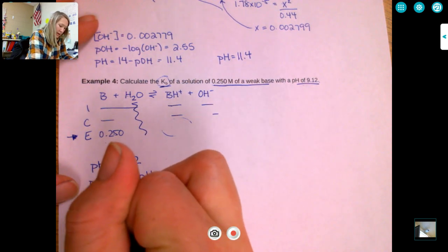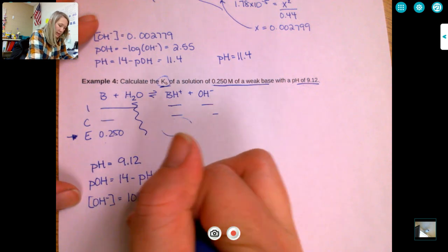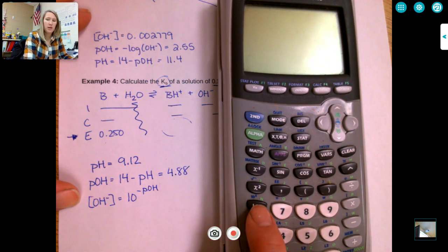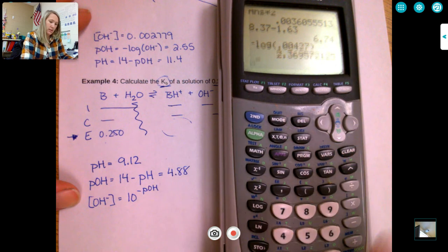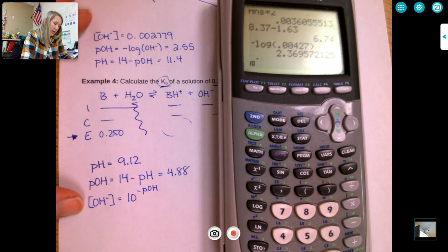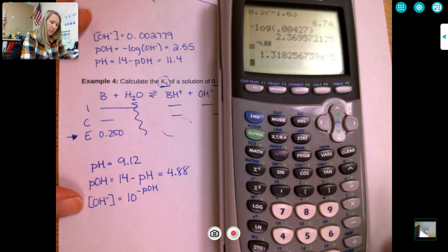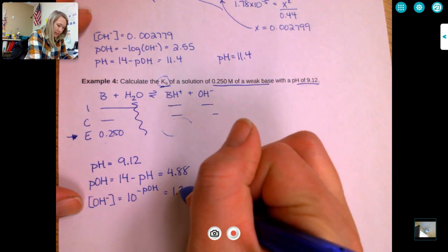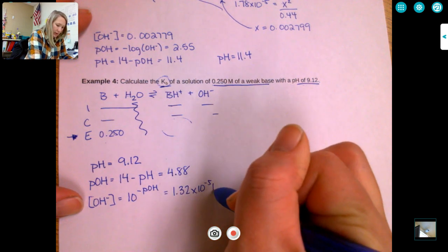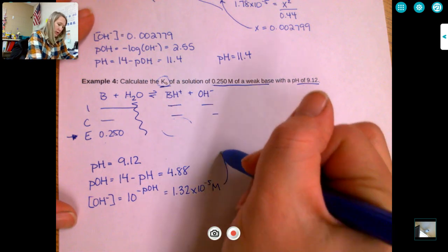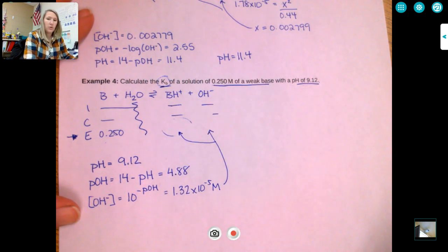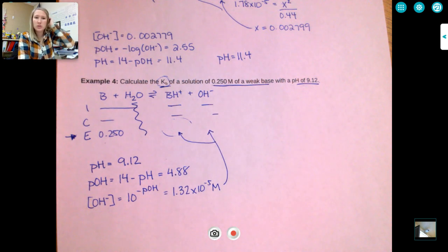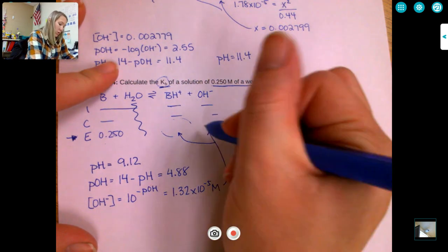And then from here, now I can get my hydroxide ion concentration, which is 10 to the negative pOH, which remember that's the opposite of our log on our calculators. So go ahead, press that, 10 to the negative pOH, so negative 4.88. And I get 1.32 times 10 to the negative 5. And that's my concentration for my hydroxide and for my conjugate acid, because it's in a 1-to-1 ratio. It just tells us it's a weak base, so we're going to assume that it's a monoprotic weak base. So I know both of those.